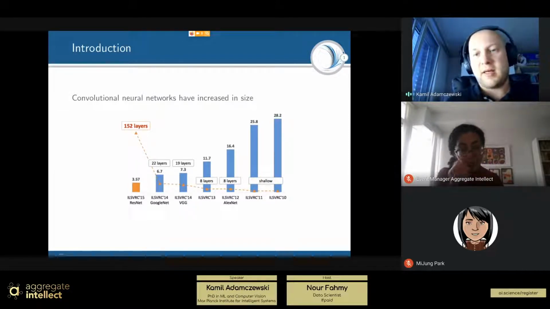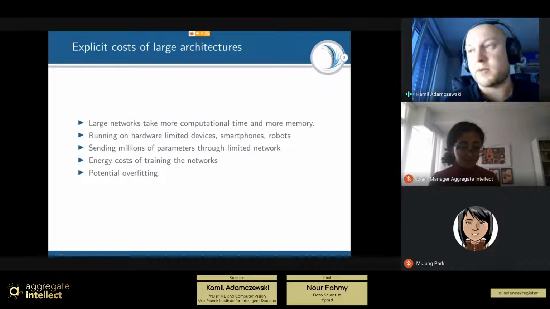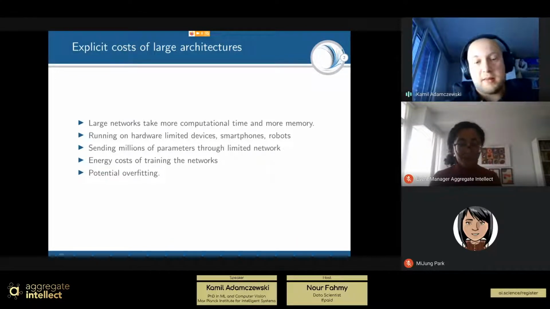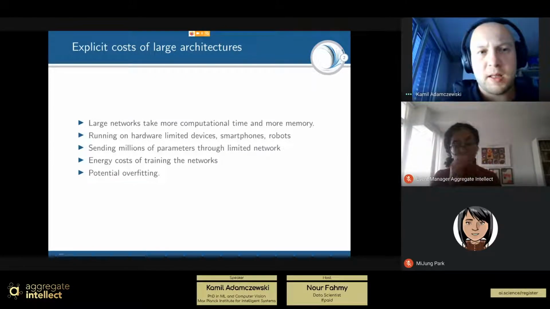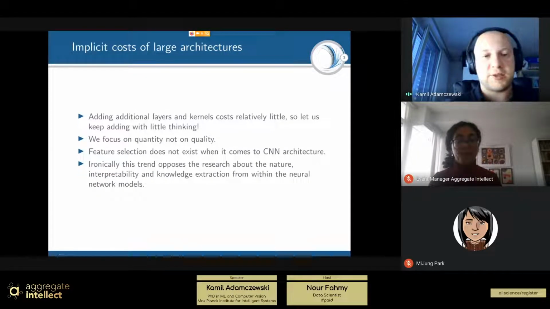But the fact that they are getting bigger also comes at a cost. So there are certain explicit costs which you have probably heard. Large networks take more computational time and more memory. It's more difficult to run them on hardware-limited devices such as smartphones, robots, in autonomous driving. Sending millions of parameters through the limited network is costly, not to mention the energy costs of training those networks and possibly overfitting.